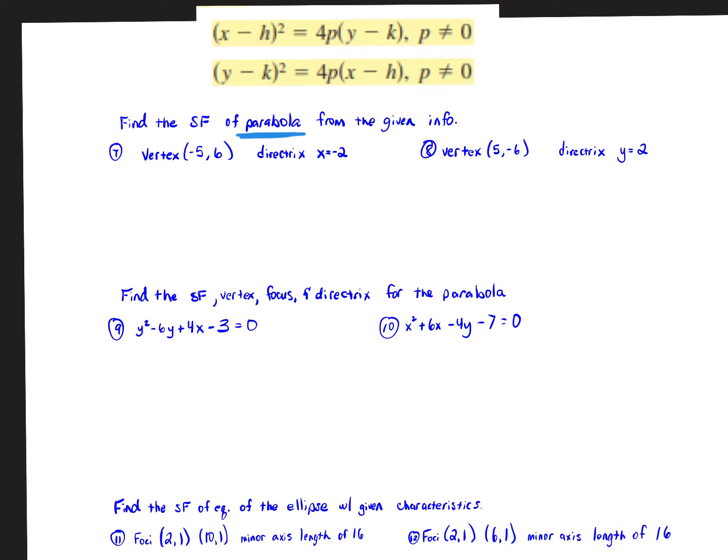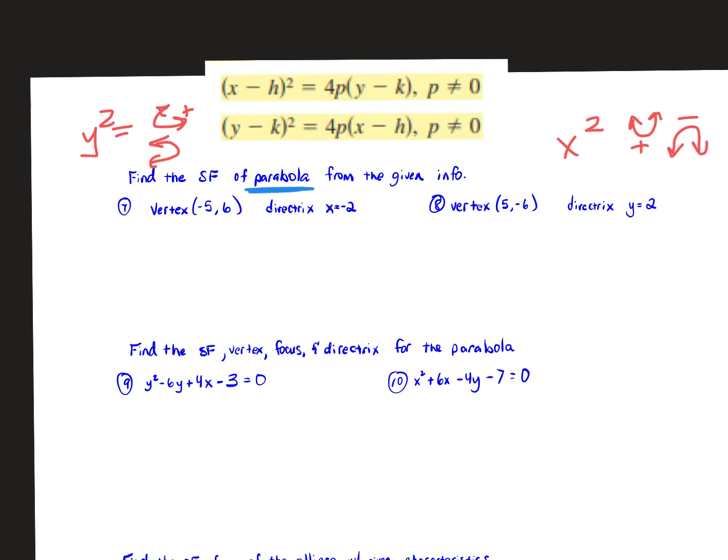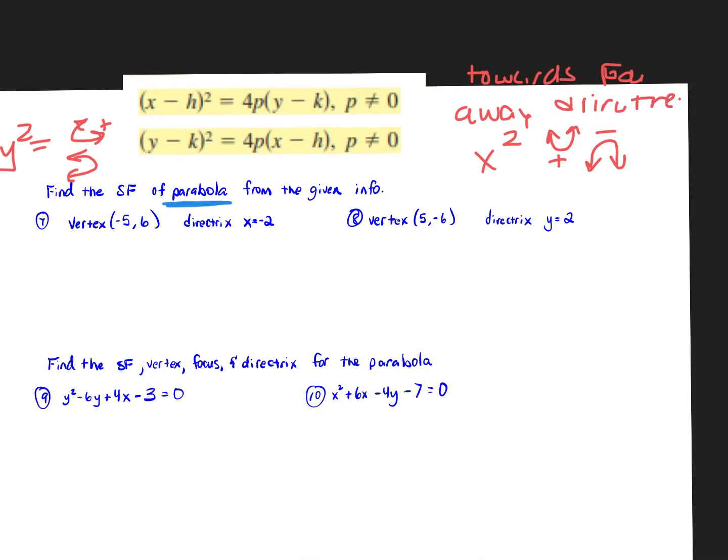Depending on if it's vertical or horizontal, x squareds, remember, if you have an x squared, it's going to open up if it's positive, down if it's negative. All right, this is positive, this is a negative. If it's y squared, your parabola is going to open to the right if it's positive, to the left if it's negative. Remember too, guys, parabolas open towards the focus and away from the directrix. So just make sure you have that written down somewhere so you don't forget.